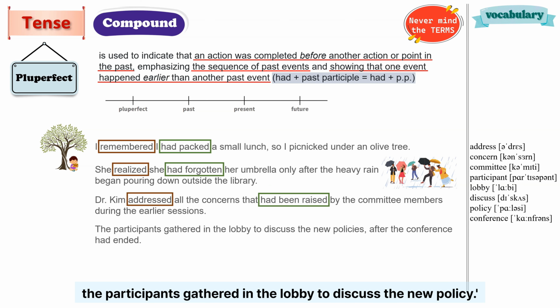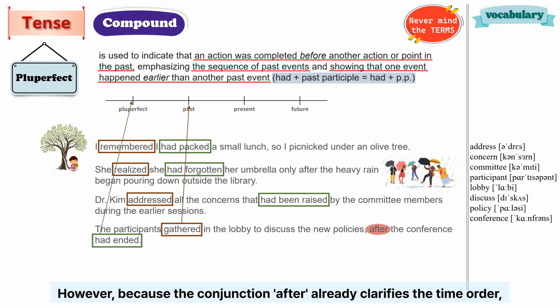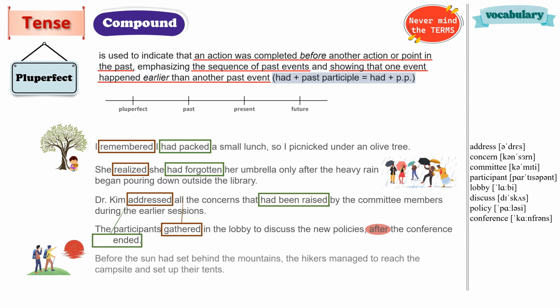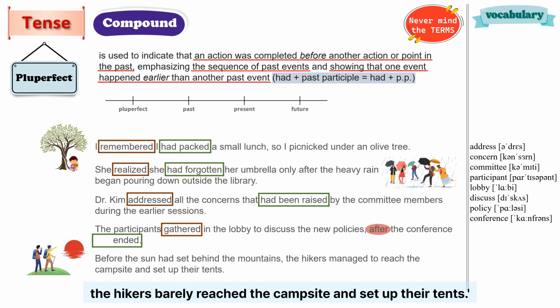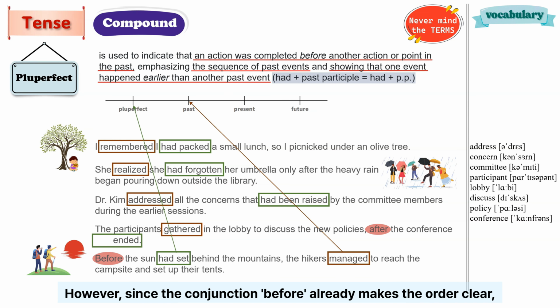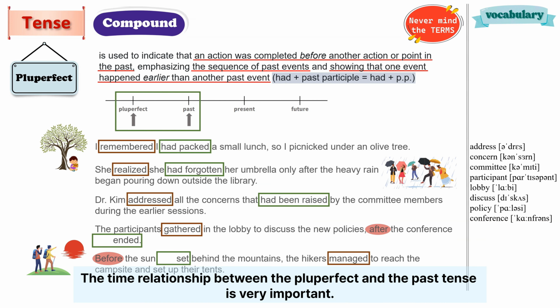After the conference ended, the participants gathered in the lobby to discuss the new policy. The meeting had ended before they gathered. However, because the conjunction after already clarifies the time order, the simple past is also acceptable here without using the pluperfect. Before the sun set behind the mountains, the hikers barely reached the campsite and set up their tents. The sun set before their arrival. However, since the conjunction before already makes the order clear, again, the simple past works fine without the pluperfect. The time relationship between the pluperfect and the past tense is very important.